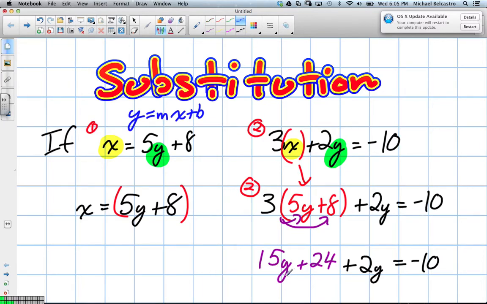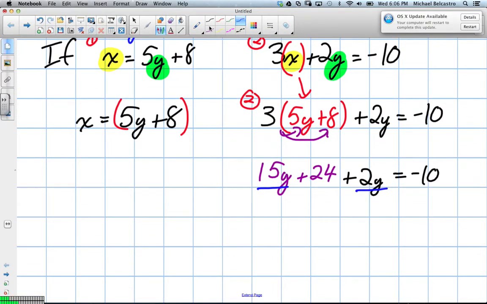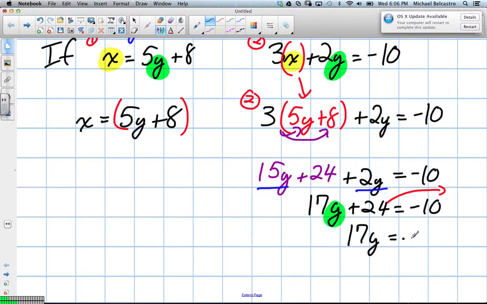We want to collect our like terms, okay? So we have 15y and 2y. What is 15y plus 2y? 17y. That's right, so we have 17y plus 24 equals -10. The goal is to isolate for y right now, right? So I'm going to move 24 to the other side of the equation, and when we do that, what does it become? A negative. That's right. So we have 17y is equal to -10 minus 24. Okay, so 17y is going to be equal to -34.